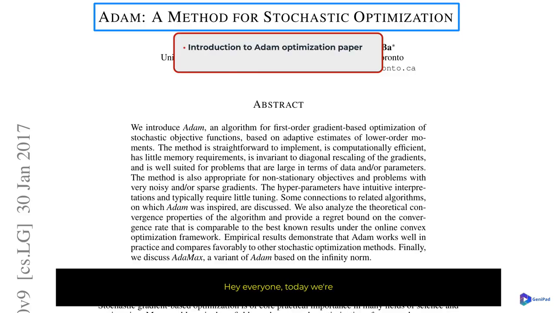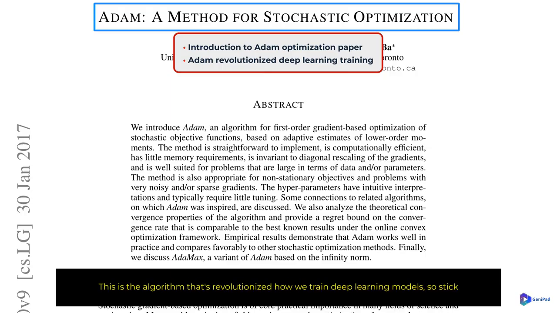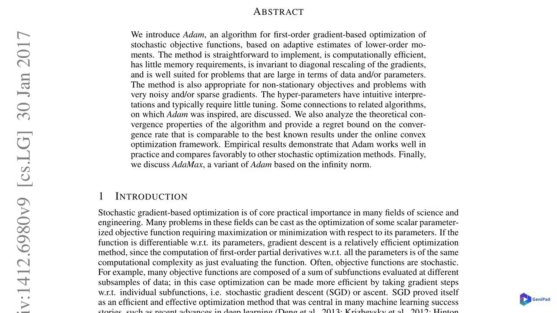Hey everyone, today we're diving into a groundbreaking paper titled ATOM, a method for stochastic optimization. This is the algorithm that's revolutionized how we train deep learning models, so stick around to learn how it works.